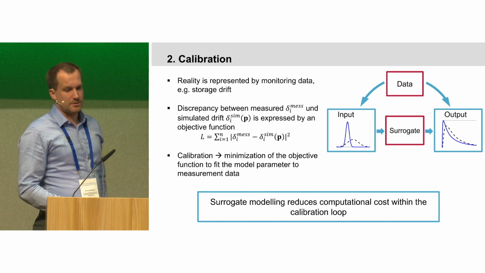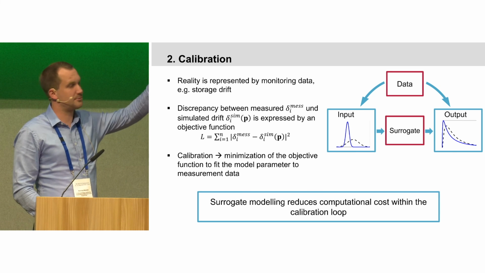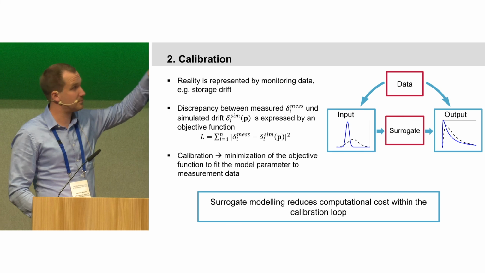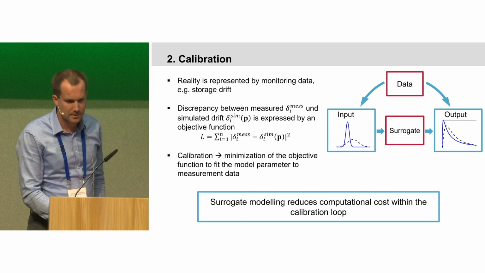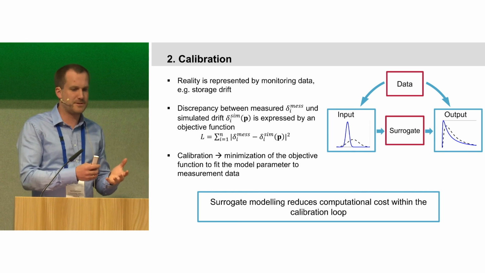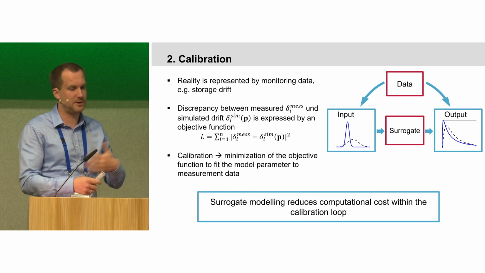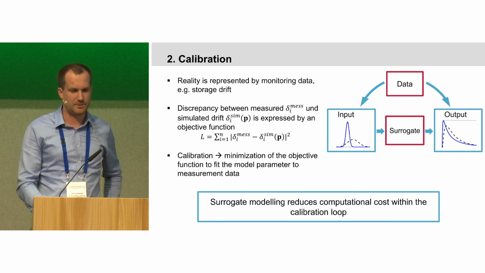So here is another graphical illustration. The reality for us is represented by monitoring data. Of course, there's also some noise. I will come to that later. And here we measure the storage drift. And then we will observe a discrepancy between the measured and the simulated drift. The simulated drift is a function of the parameters, and those parameters are what we need to identify.